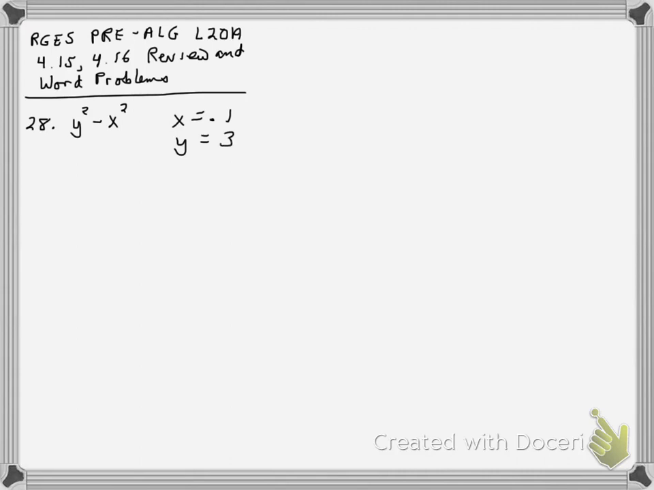So I would go ahead and plug those in, and I would get 3 squared minus 0.1 squared. So there's nothing difficult about 3 squared. That's just 3 times 3, or 9. But there might be something difficult for you about 0.1 squared. And this is really just a review of your decimals.